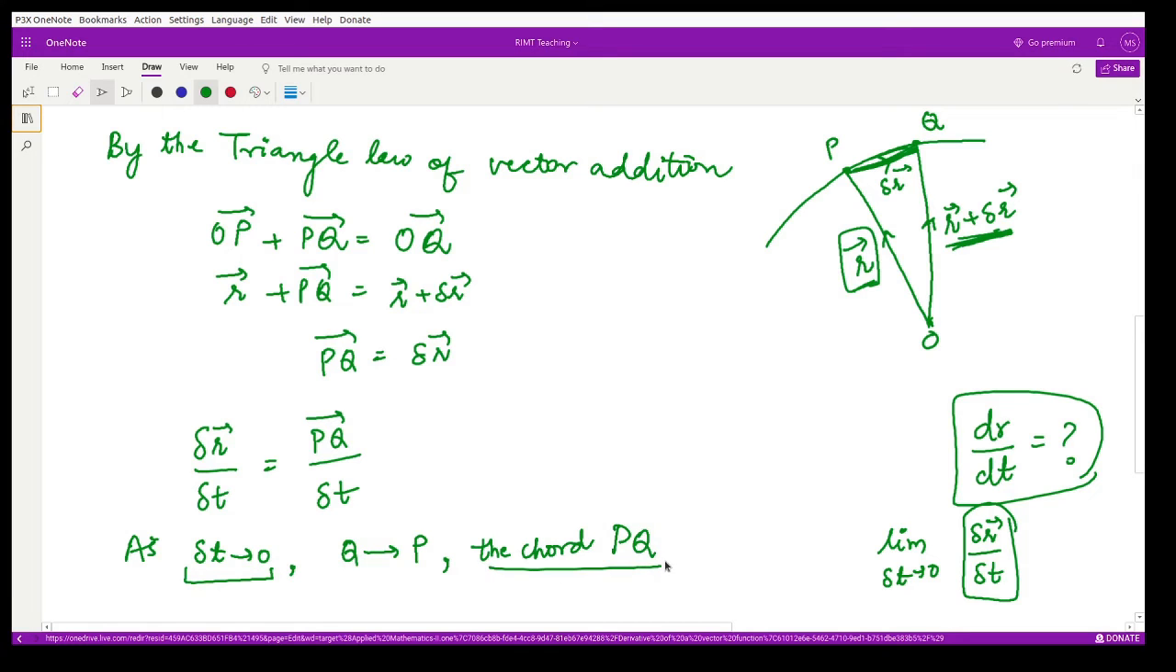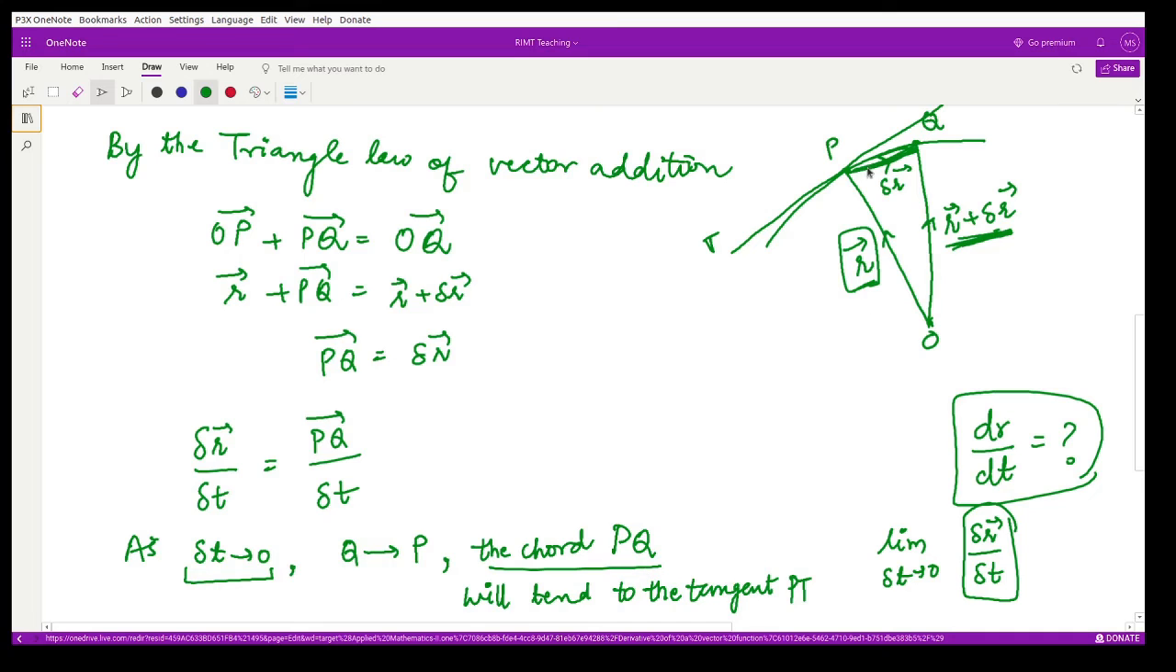This chord will tend to the tangent at P. So suppose the tangent at P is defined like this. A straight line which crosses this arc at exactly one point at P, right, and which is a straight line. So this is the tangent. Suppose say this is point P. So PT is the tangent corresponding to this curve at the point P.